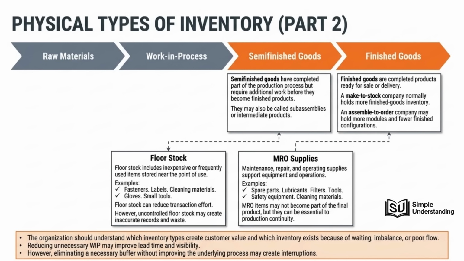Floor stock. Floor stock includes inexpensive or frequently used items stored near the point of use. Examples may include fasteners, labels, cleaning materials, gloves, small tools. Floor stock can reduce transaction effort. However, uncontrolled floor stock may create inaccurate records and waste.